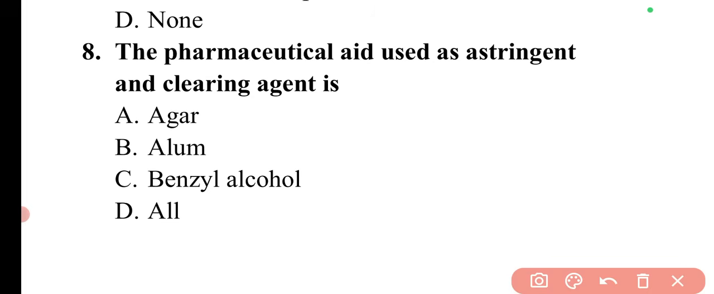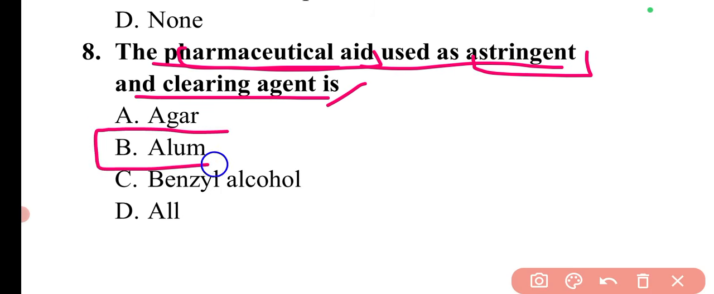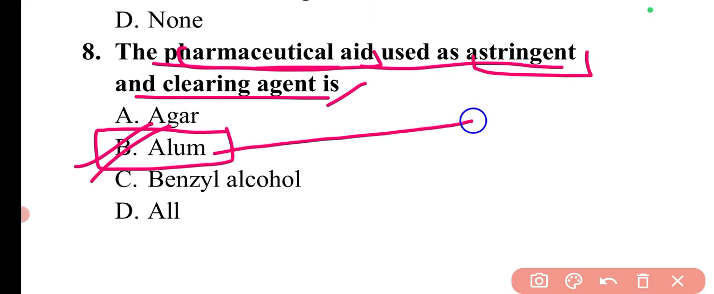Next question is, the pharmaceutical aid used as an astringent and clearing agent is. Which pharmaceutical aid? A pharmaceutical aid means something which helps in pharmaceuticals. So it is alum. Alum is a pharmaceutical aid which is used as an astringent and clearing agent. So here option B will be the correct answer.